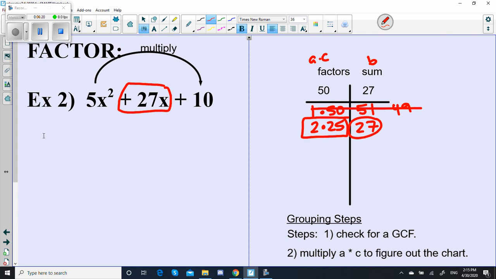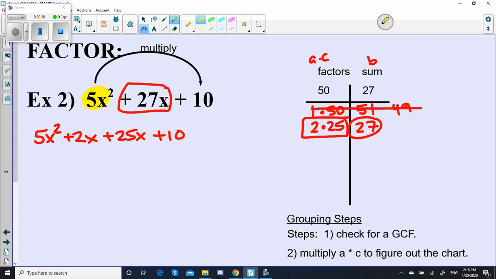It'll work both ways. So I'm going to do 5x squared plus 2x plus 25x plus 10. So notice that the 5x squared just dropped down and the 10 just dropped down. And these two in the middle add up to that one. So it's the same thing, I just wrote it in a different form. Okay, so this is how we do grouping now.